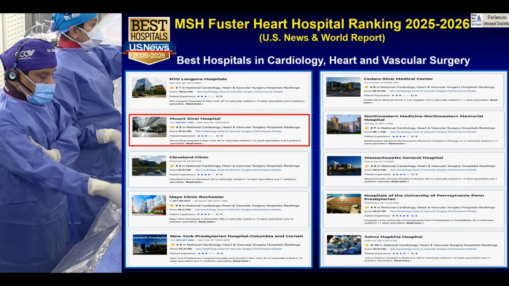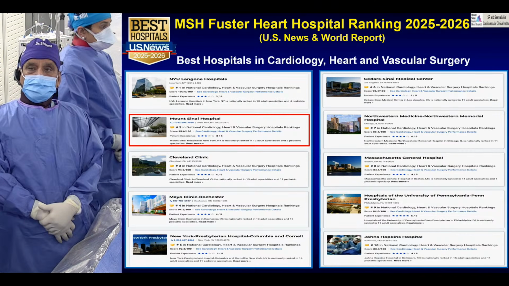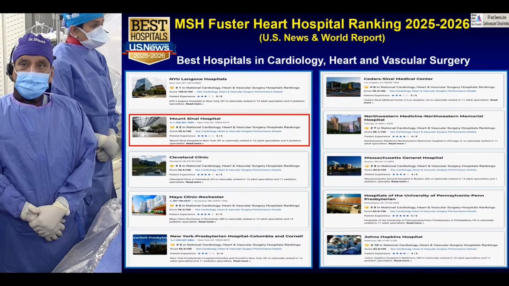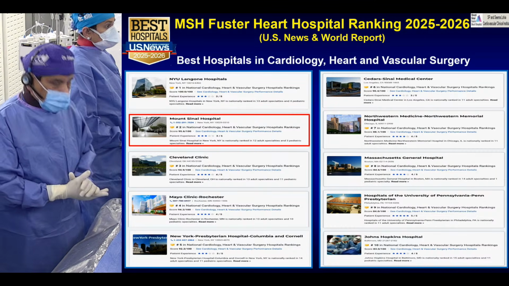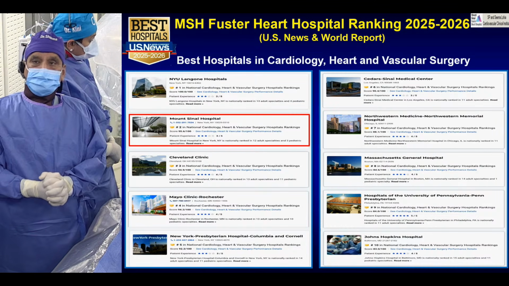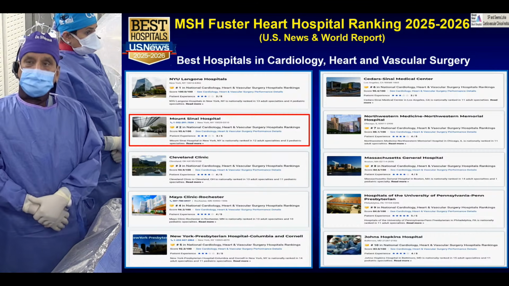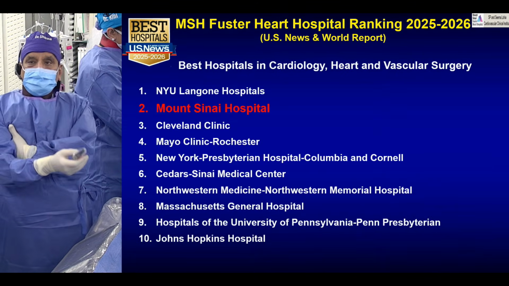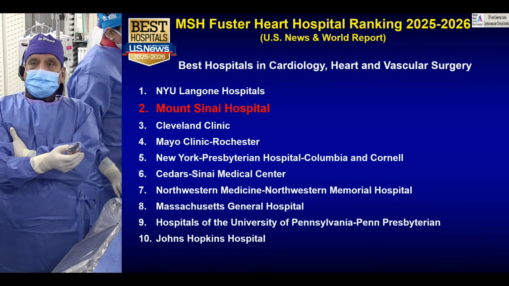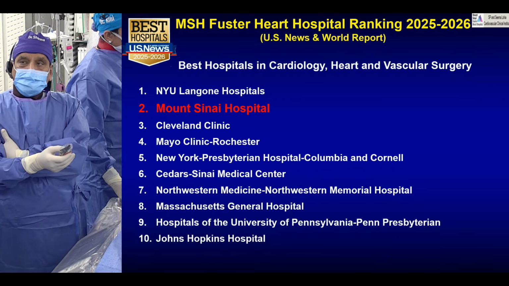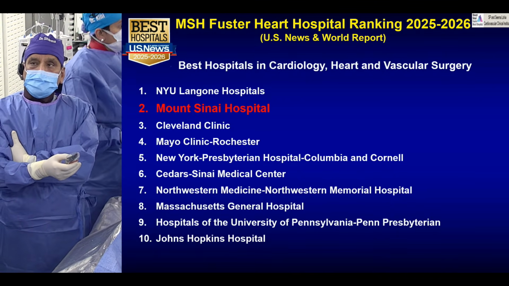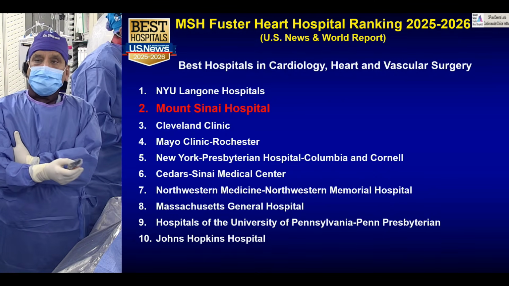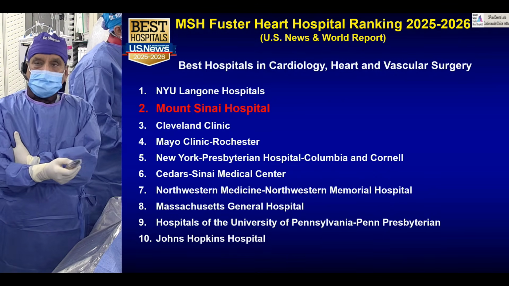The very interesting thing which I wanted to share with you is that Mount Sinai in the US News and World Report ranking has come to number 2, and that's such a remarkable thing which we are all striving for. As you can see here, these are the top 10 of the latest ranking, which came out 2 weeks ago, with Cleveland Clinic, which was number 1 for 30 years, now displaced to number 3.